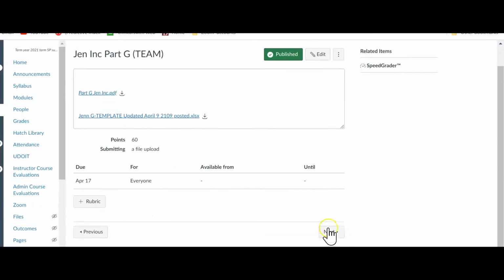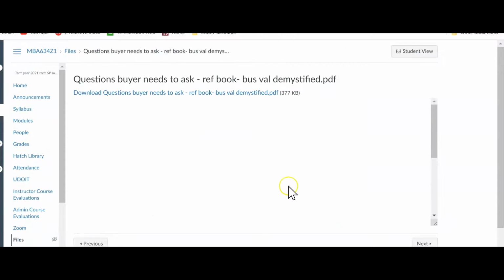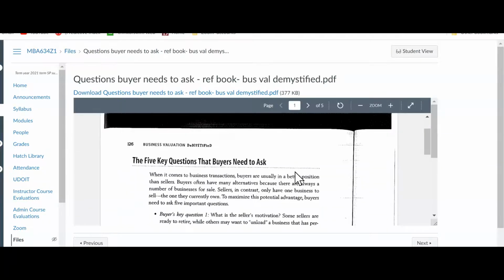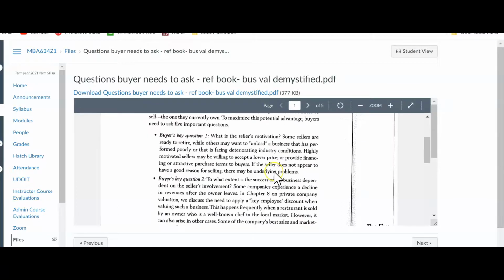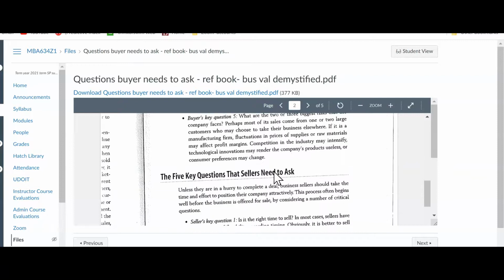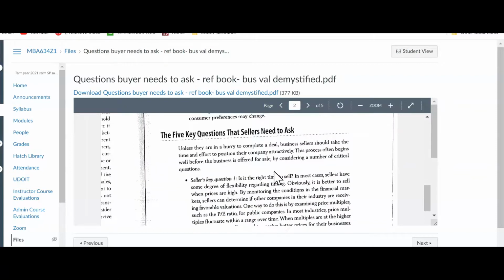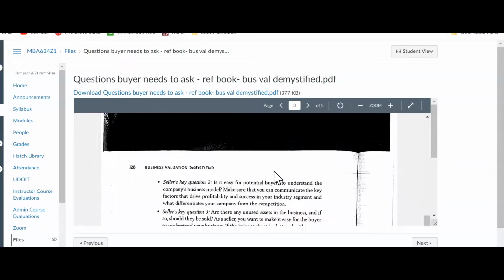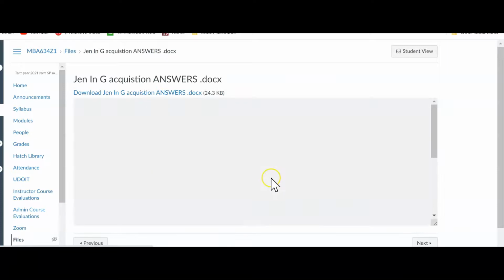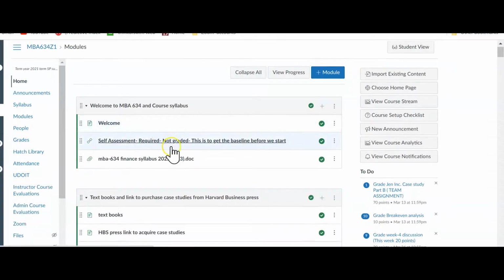Now, the next thing basically is I've also given you, again, in case you did not have it, 5 questions that buyers need to ask, and I think this is where you can kind of connect and learn from it as you're trying to discuss what you're learning in the Part G. Some of the learning from here, along with your research, is going to be very, very helpful for you. And so from there, we are done with this week.